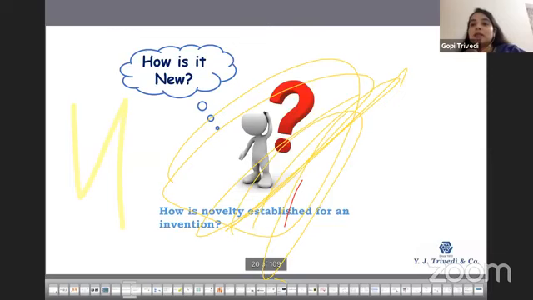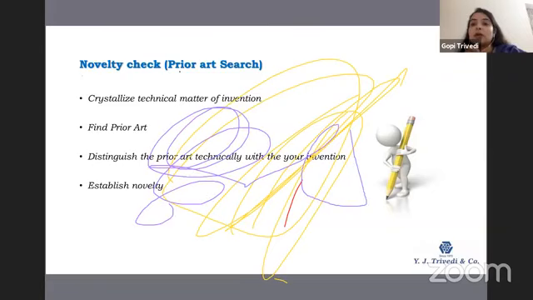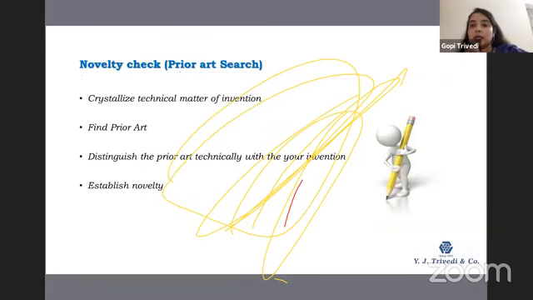The novelty check is done through the help of prior art search. While doing the prior art search, or before doing the prior art search, we have to really crystallize the technical matter of the invention. We have to find out the prior art or related art to the invention. And we must distinguish all of the prior art technically with the given invention to establish the novelty.